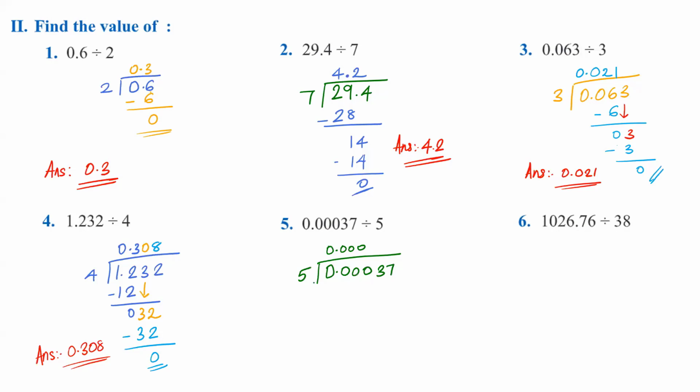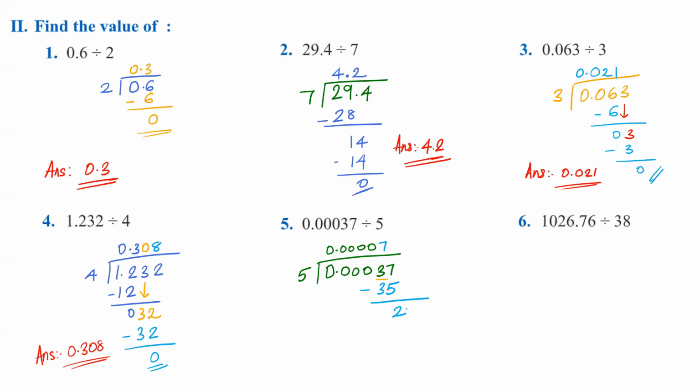Now is 3 divisible by 5? No. So I should again put 0. Now 37. Is 37 divisible by 5? Yes, it is divisible, though I don't mean exactly divisible, because 37 is greater than 5. So we can divide. You will get a decimal, no issues. So here the remainder will be 2.